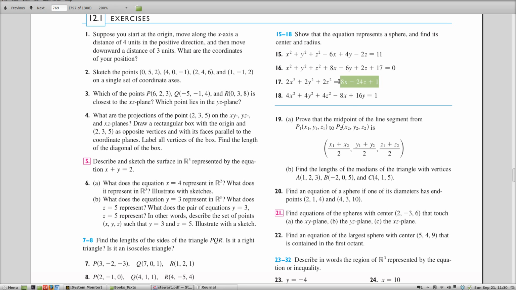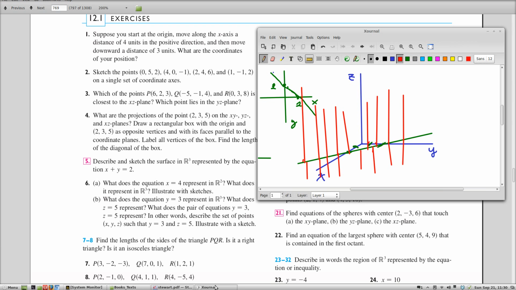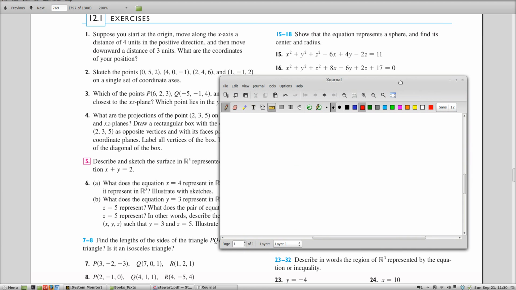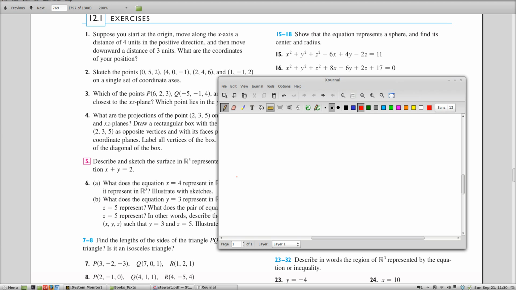Number 15, 16, and 17 are all about completing the square. I guess we didn't really go over this in class. Sometimes I think things are obvious that might not be obvious. Just like in two-dimensional space, if you do x minus h squared plus y minus k squared equals r squared, then this gives you a circle of radius r centered at h comma k.